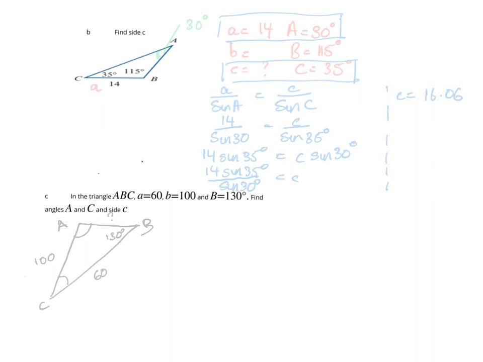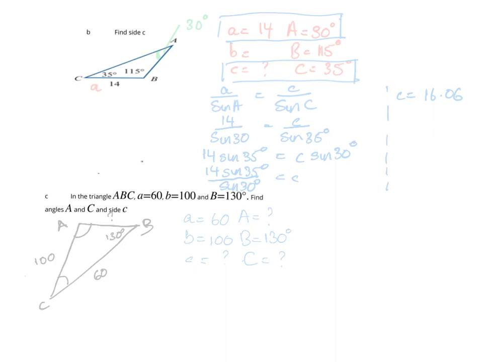So yet again, I'm going to write down exactly what I know. A is equal to 60, angle A I am looking for. B is equal to 100, angle B is equal to 130 degrees. C, again, I'm looking for side C, and I'm looking for angle C.